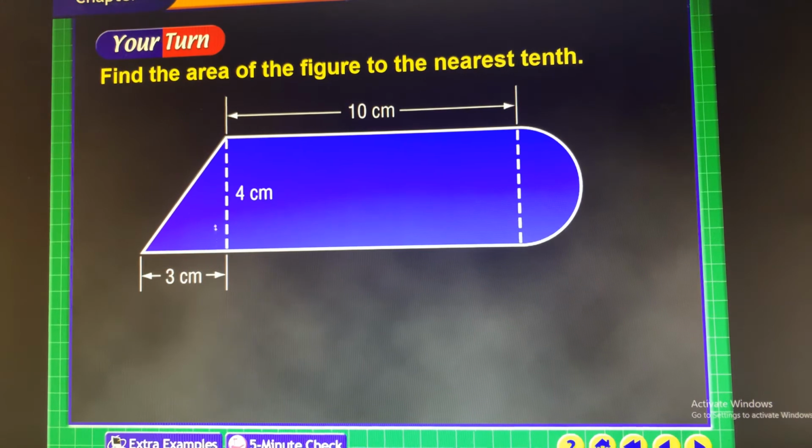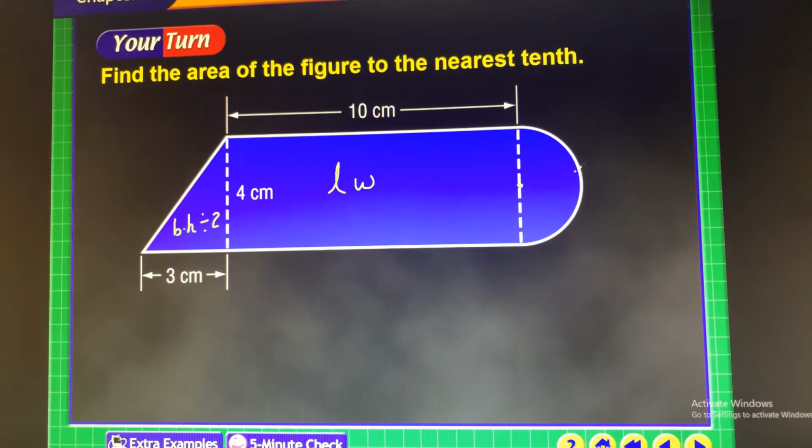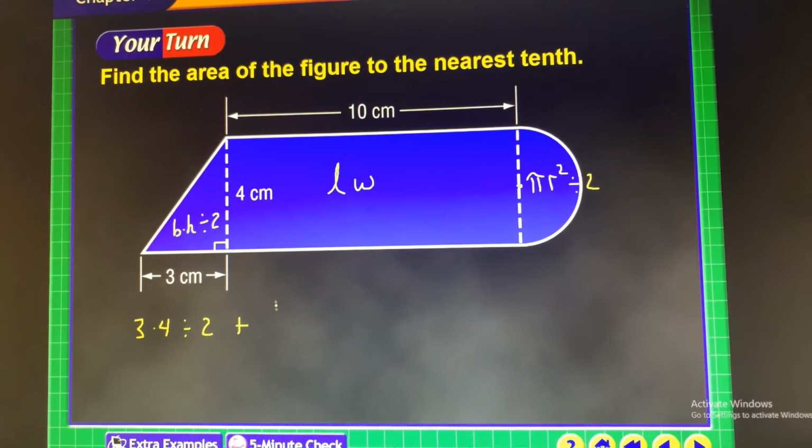Okay, so we have our triangle, which is base times height divided by 2. We have our rectangle, which is length times width. And then we have a semicircle, which is pi r squared divided by 2. So start with this one. How do you know it's base and height? 90-degree angle. So it's going to be 3 times 4 divided by 2 plus 4 times 10 plus pi.